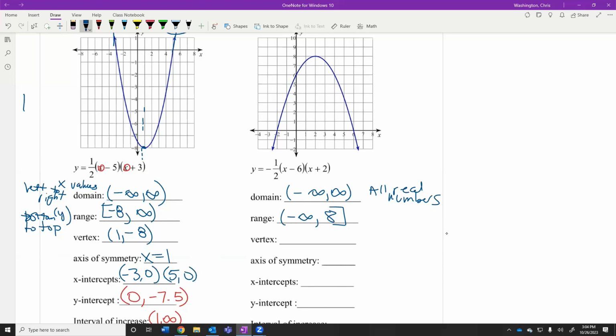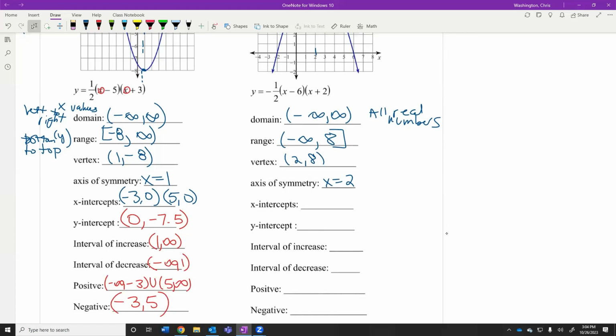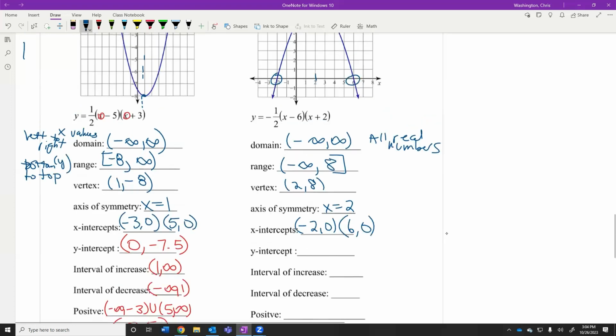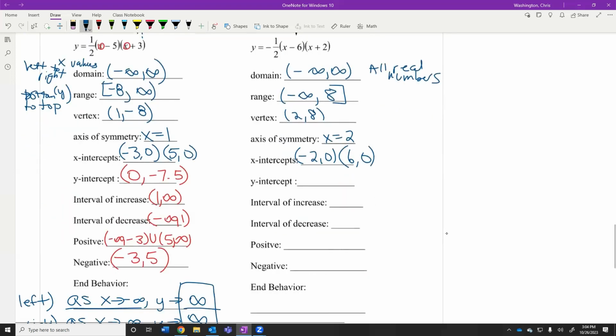The vertex is this point right here. 2, 8 is the vertex. If we know the vertex, we also know the axis of symmetry because the x values are the same. The x-intercepts, where does our graph cross the x-axis? 2 places, -2 and +6. So (-2, 0) and (6, 0). Where does our graph cross the y-axis? Right here at +6. So (0, 6).